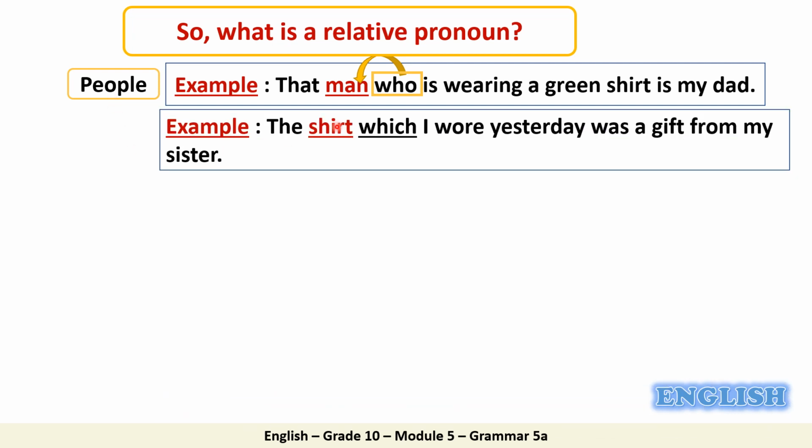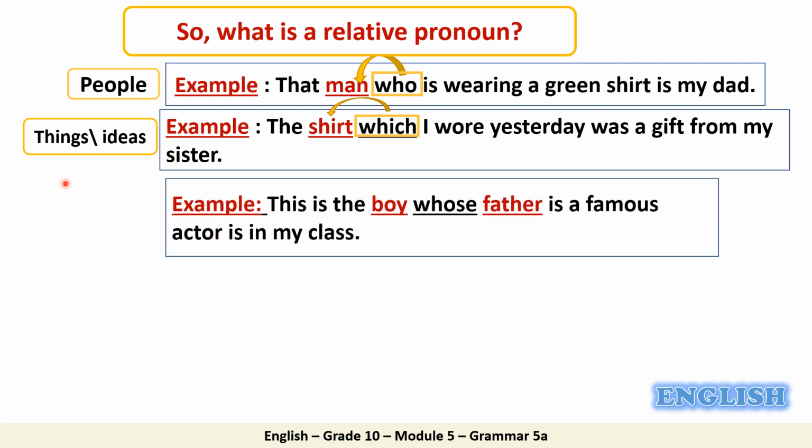The shirt which I wore yesterday was a gift from my sister. We have which, and it refers to the shirt. So when do we use which? Pause and think. We use which to refer to things or ideas. Wonderful. And the third example: this is the boy whose father is a famous actor.